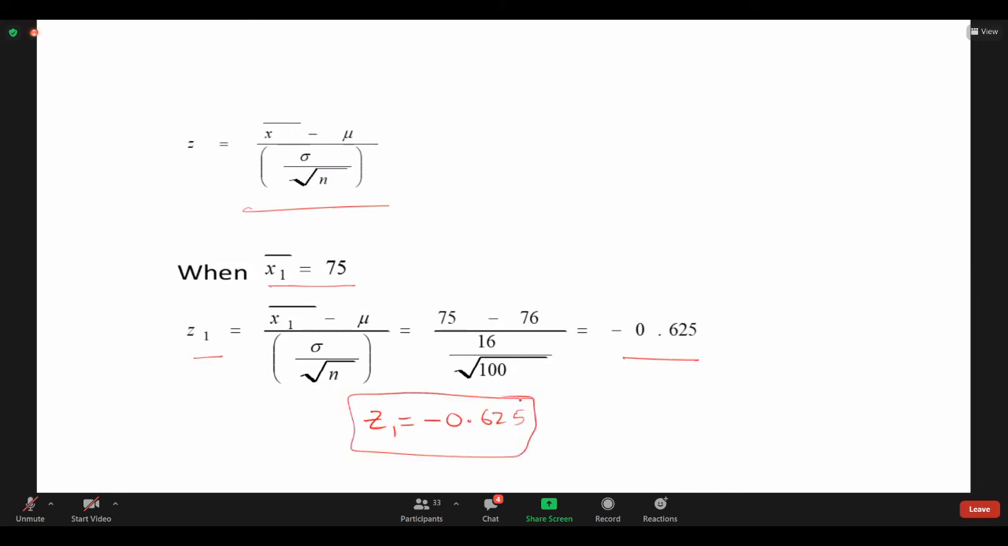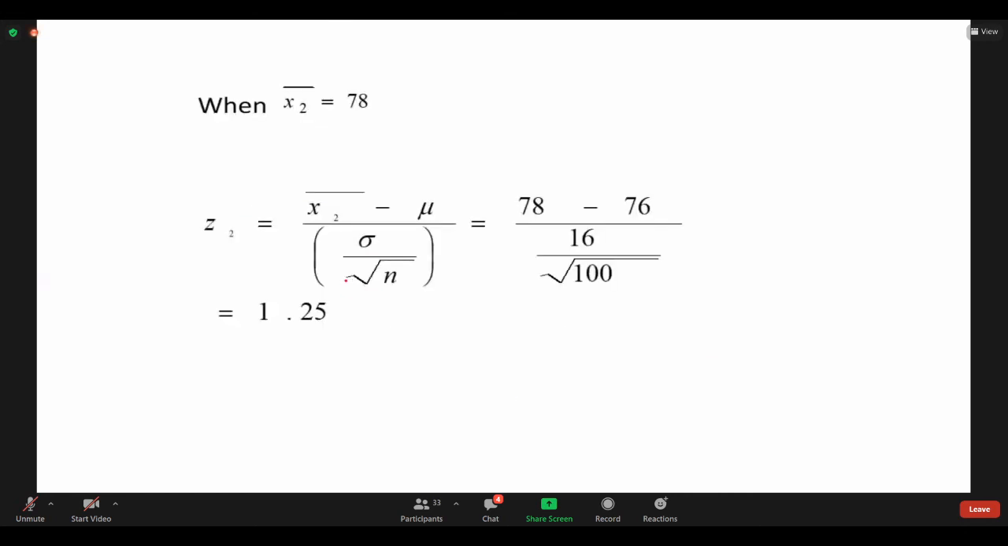Now after that, we have to find Z2. In the same formula, substitute x2 bar, which is 78. Z2 is equal to x2 bar minus mu by sigma by root n. After simplifying this, you can get Z2.